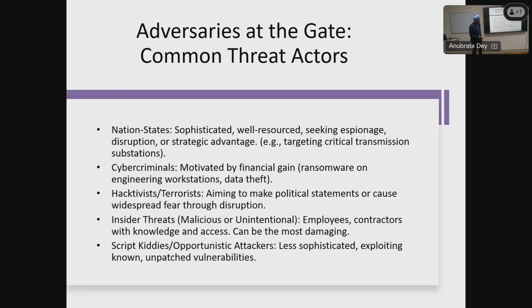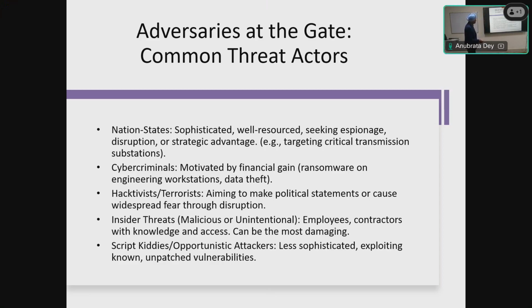The employees or contractors who have the knowledge and the access, and somehow they become disgruntled. For them, it's very, very easy to do this kind of thing, because they have the access and they have the knowledge about your system. And then what we call script kiddies, okay?